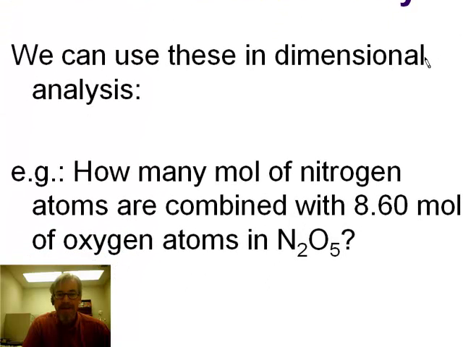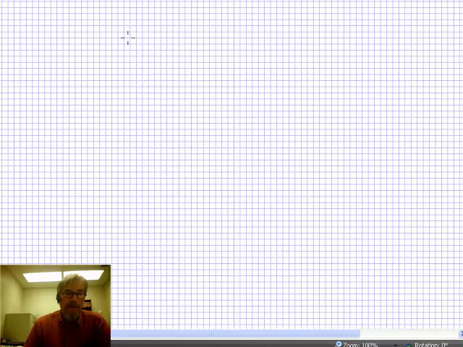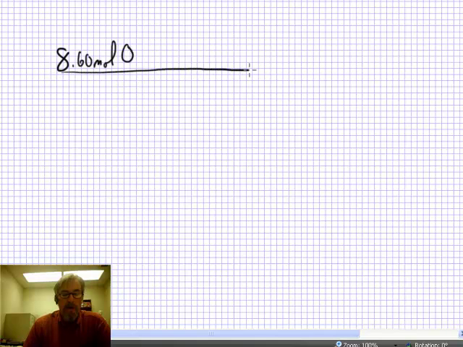How many moles of nitrogen atoms are combined with 8.60 moles of oxygen atoms in N2O5? Well, let's solve this problem. I'm going to start out by writing down my starting point, which is 8.60 moles of oxygen atoms. And my objective here is to find out how many moles of nitrogen atoms that corresponds to.